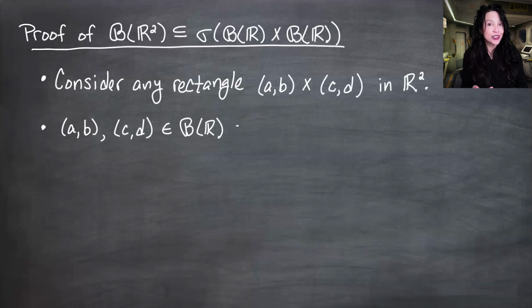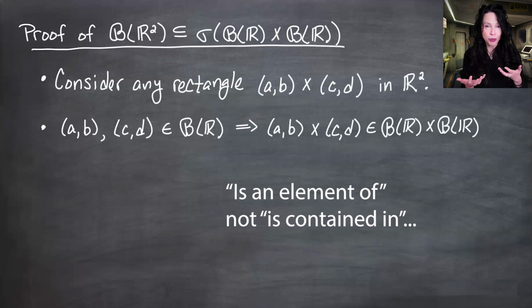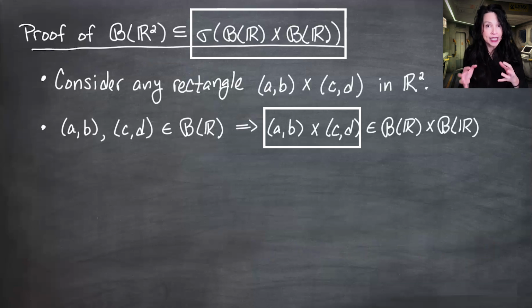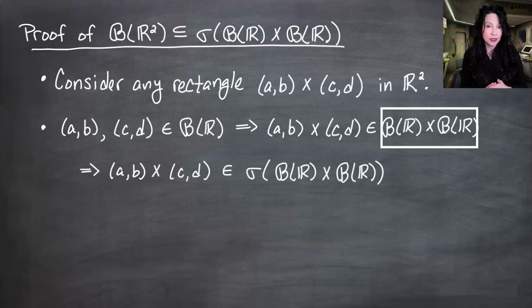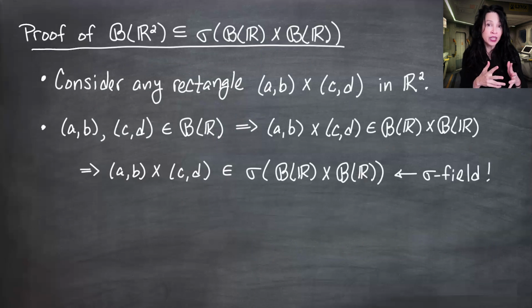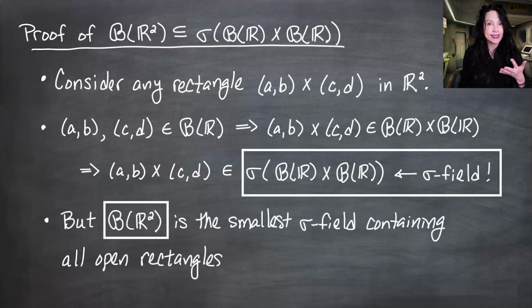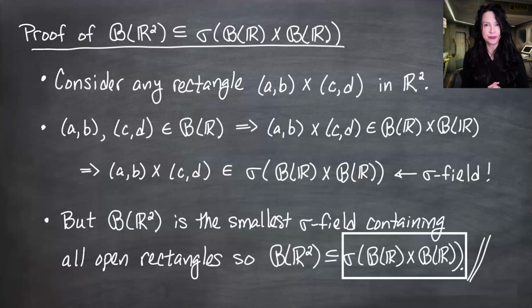And this means, by definition of our cross product of collections of sets, that the rectangle here, this AB cross CD, is contained in the cross product of the 2 collections of one-dimensional Borel sets. If this is in here, then this is in the bigger collection, which you get by taking this group of sets and generating a sigma field. In other words, AB cross CD is contained in the sigma field generated by this cross product. But the B of R2 up here, the Borel sets on R2, this is defined to be the smallest sigma field that contains all such rectangles. So this is a sigma field containing such rectangles. This is the smallest, and therefore this Borel sets on R2 has to be contained in this set right here.